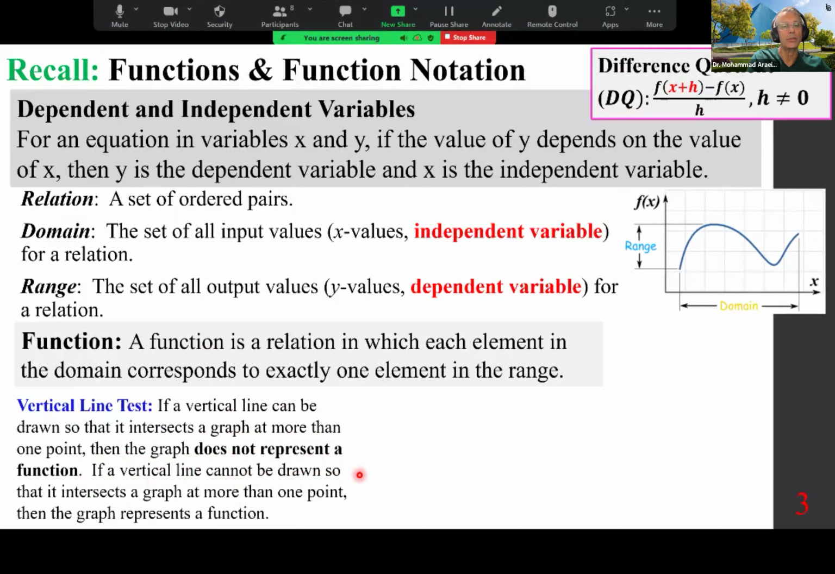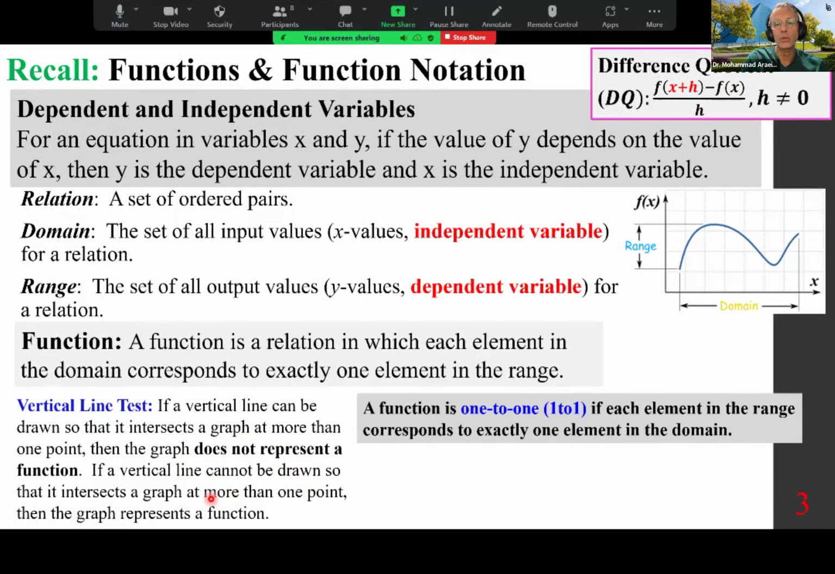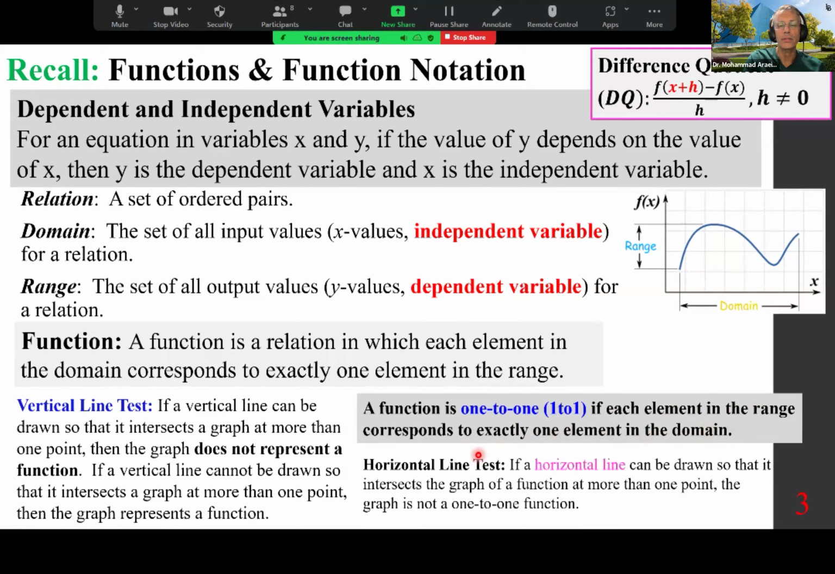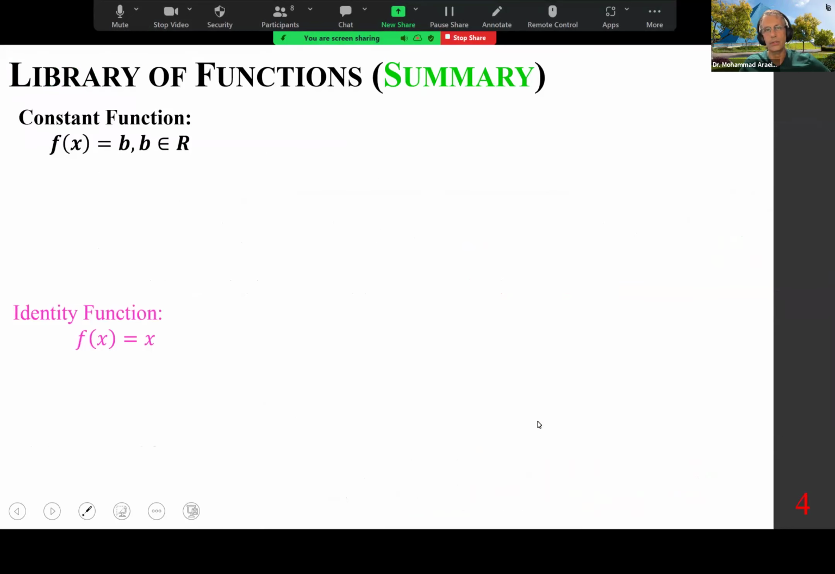If a vertical line cannot be drawn so that it intersects a graph at more than one point, then the graph represents a function. Also, we have a one-to-one function. A function is one-to-one if each element in the range corresponds to exactly one element in the domain. With that goes the horizontal line test, also known as HLT: if a horizontal line can be drawn so that it intersects the graph of a function at more than one point, the graph is not a one-to-one function. So in short, vertical line test versus horizontal line test. For a function, the x coordinates can't repeat. For a one-to-one function, neither the x nor the y can repeat.